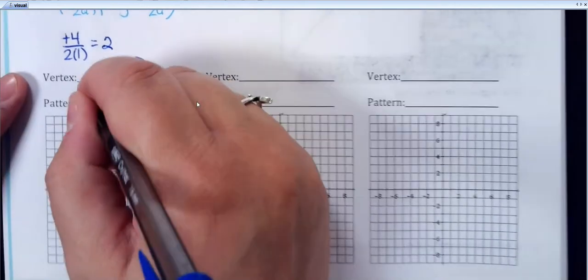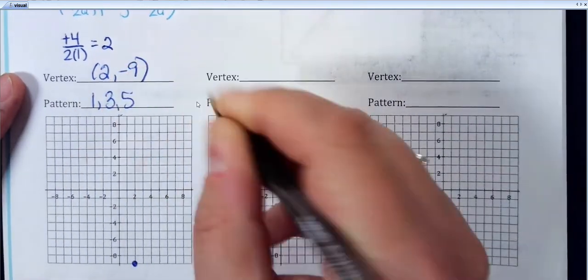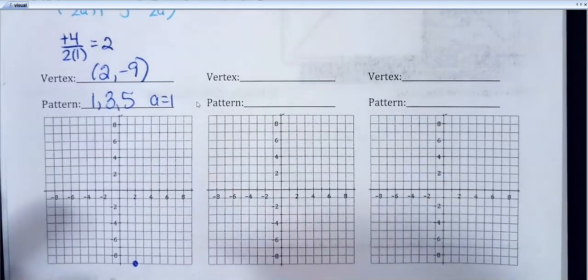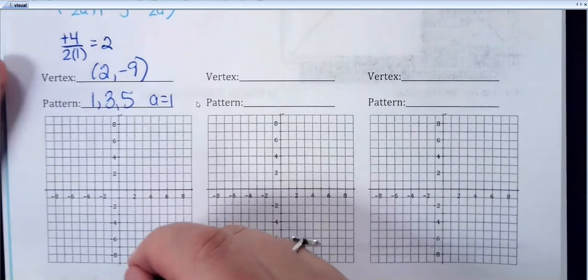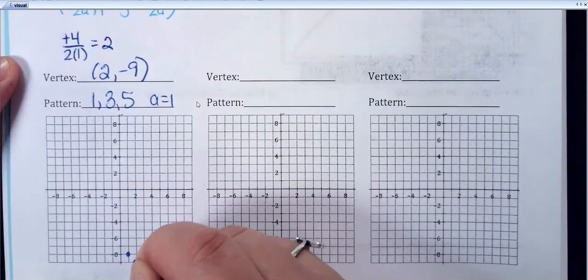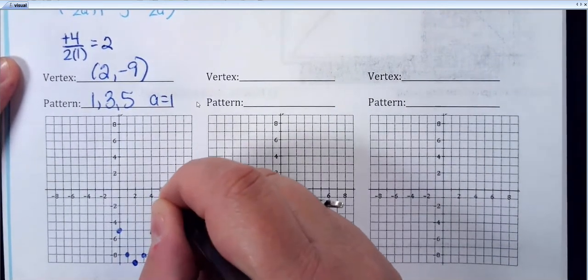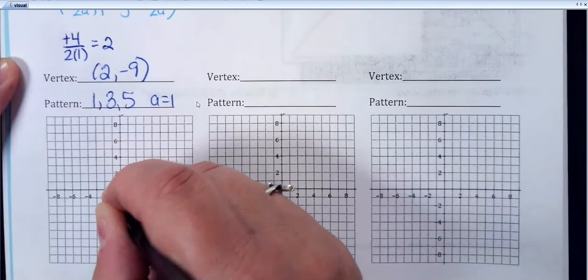This is just going to be 1, 3, 5. The A value here is 1, so that's just the 1, 3, 5 basic pattern. Now ultimately what we need to figure out is where does it touch or cross the x-axis. If I am asking you to do this by hand, it will cross or touch in a nice place. So just go over 1, up 1, over 1, up 3, and then if you go over 1, up 5, you should be on the x-axis.